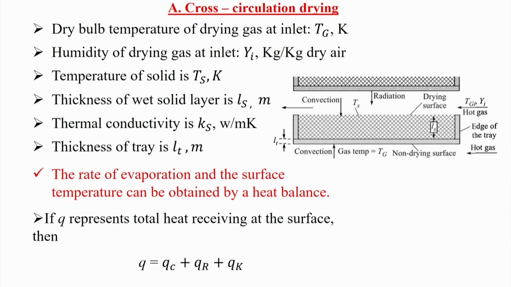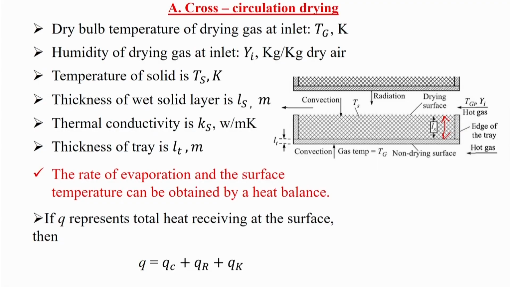The dry bulb temperature of the drying gas at the inlet is T_g, in Kelvin. The humidity of the drying gas at the inlet is Y_in, in kg moisture per kg dry air. The temperature of the solid in the beginning we take as T_s, and the thickness of the wet solid layer is L_s. The thermal conductivity of the metal is K_s, and the thickness of the tray is L_t.